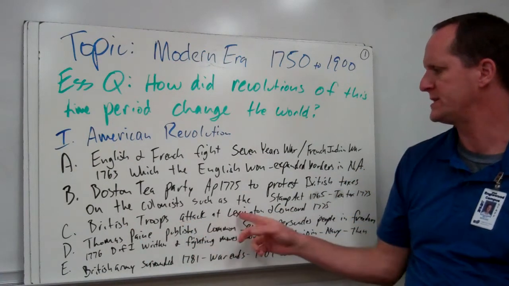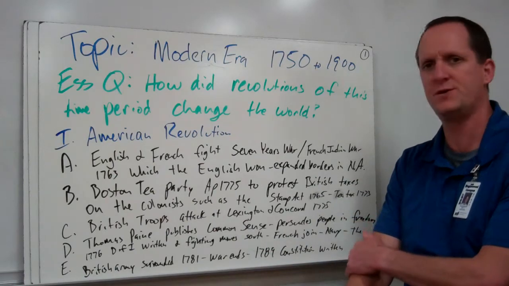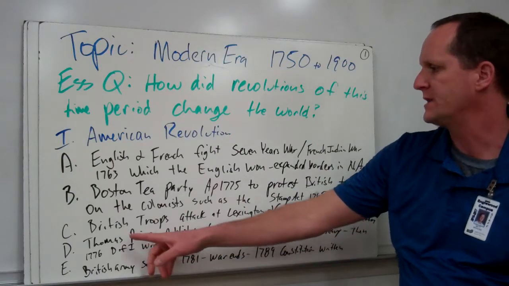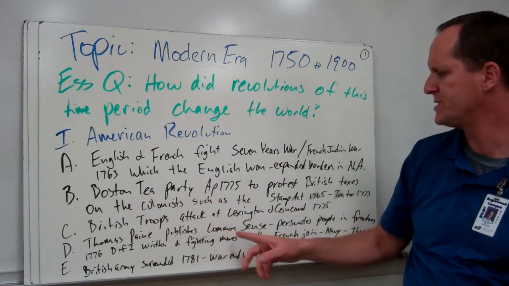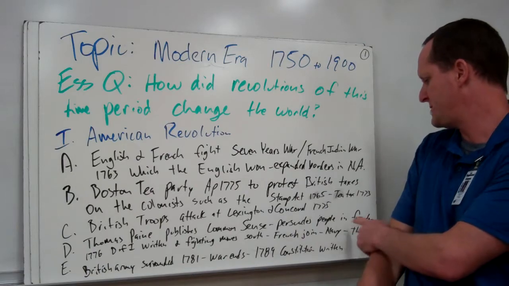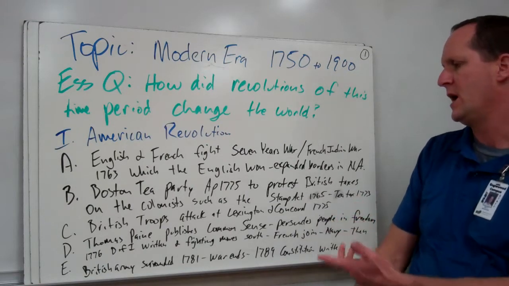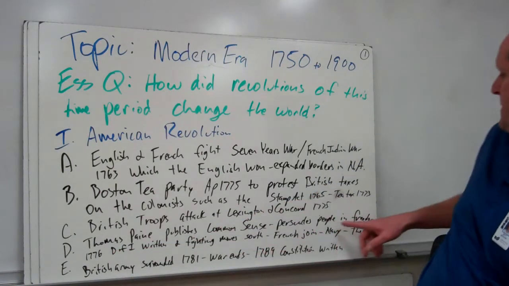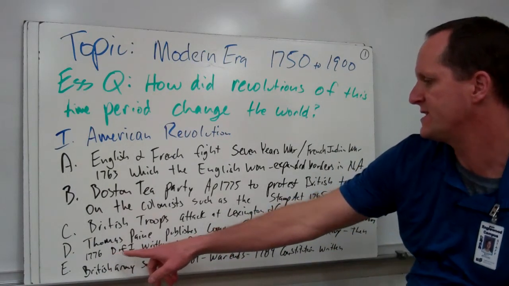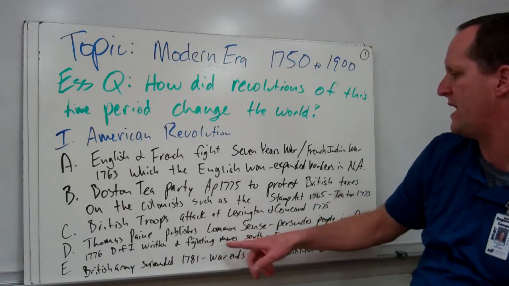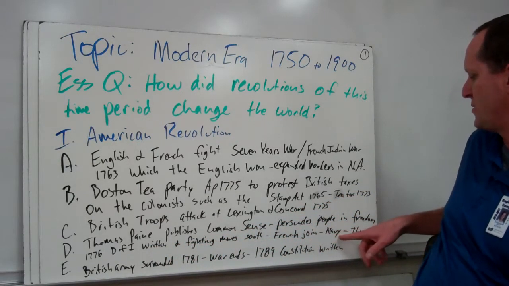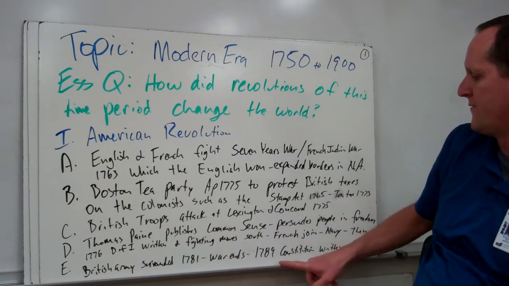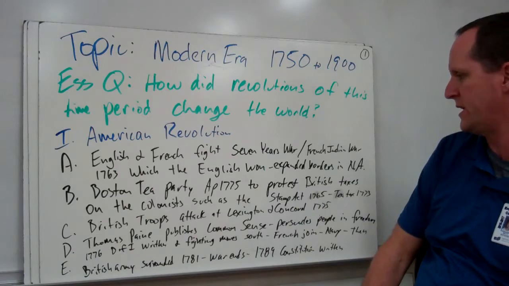Finally, the British troops attacked at Lexington and Concord up in Massachusetts, 1775, and kind of got things going with the American Revolution. Thomas Paine publishes Common Sense, which persuades people into freedom. In 1776, Declaration of Independence, and fighting moves to the south. French joins in with them. British army is surrounded. 1781, the war finally ends. 1789, the Constitution is written.